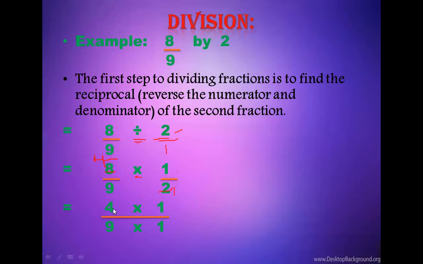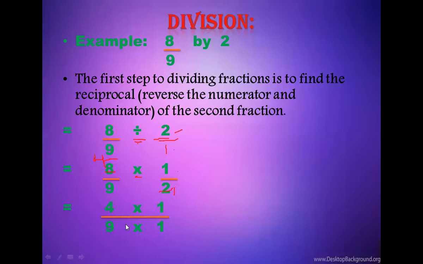Now you cannot reduce 4 and 9, because they cannot be divided by a single number. 4 and 9 do not come in any one single table. You can divide 9 by 3, but you cannot divide 4 by 3. You can divide 4 by 2, but you cannot divide 9 by 2. So you will stop here and not do any further reduction.